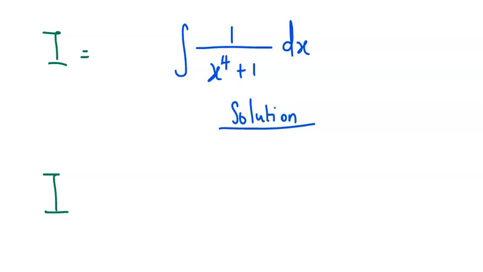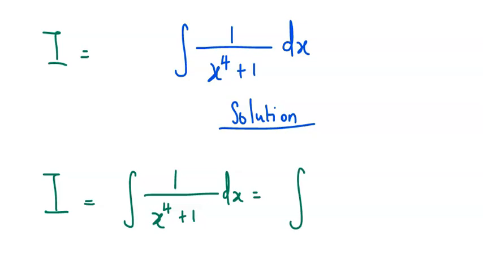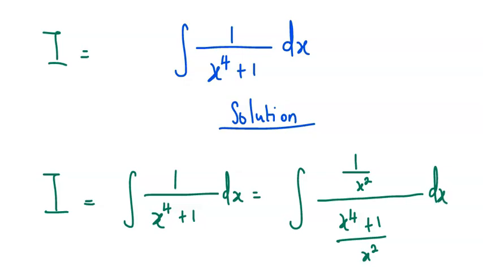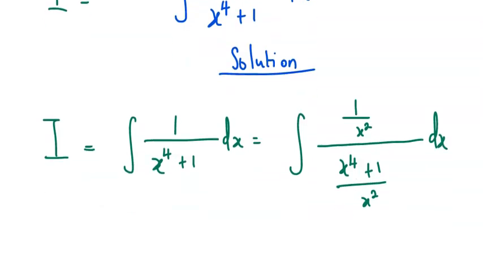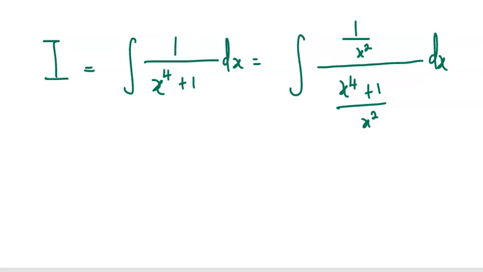So our I is equal to the integral of 1 all over x raised to the power of 4 plus 1 dx, right? So this integral is same as we can divide the numerator by x squared, right? And also do the same thing at the denominator, which is x to the power of 4 plus 1, dividing this by x squared as well. And then we have our dx. Cool, right? Now, at the numerator, we're going to do the following.